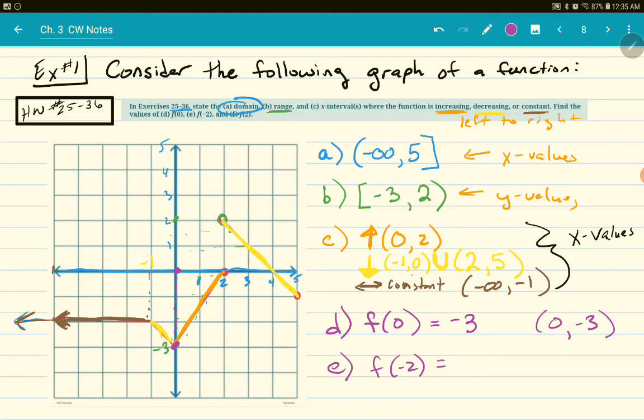And then for E is f of -2. So I go to my graph and look at -2. When x equals -2, what is y? Y is -2.